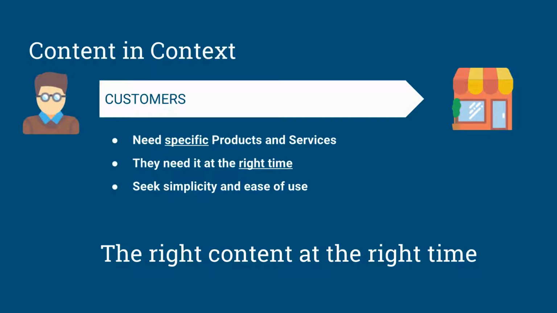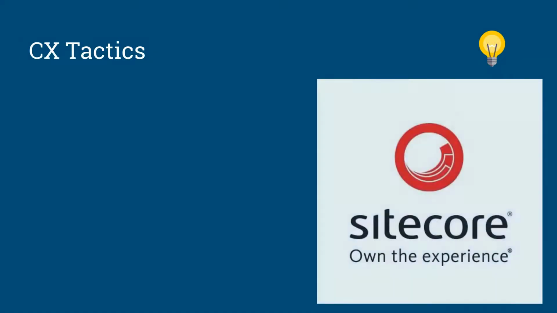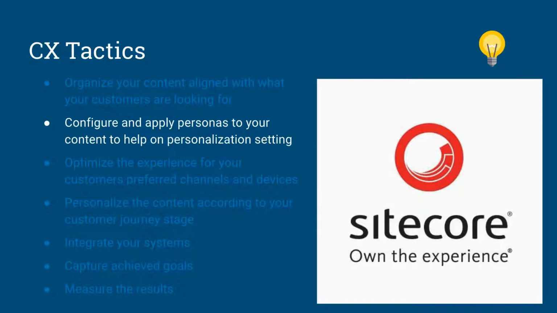As I like to emphasize, our CX strategy puts the customer in first place. Therefore, our website must deliver not just the right content, but the right content at the right time, when they need it. Put content in context, according to what we know about our customers. In our previous video in this series, we talked about content organization. In this video, we move to the next tactic, exploring Sitecore personalization in order to provide a tailored experience to our customers.